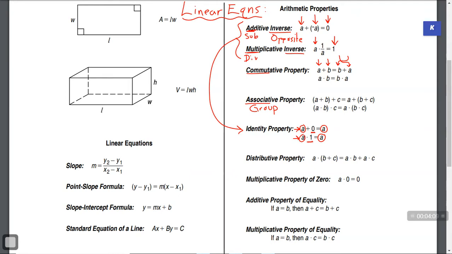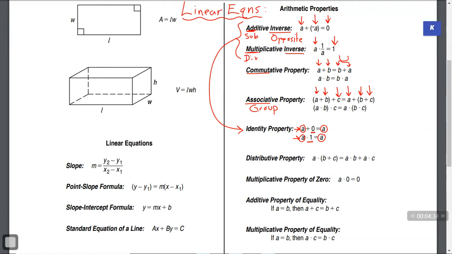Maybe you associate with a certain group at the cafeteria where you go to a certain table and you sit down with them. To associate is to group. It doesn't change the order of the terms. Notice we still have A, B, C, and here it's A, B, C. The order did not change, but the groupings changed. In mathematics, we show groups by parentheses. We changed the group of the parentheses.